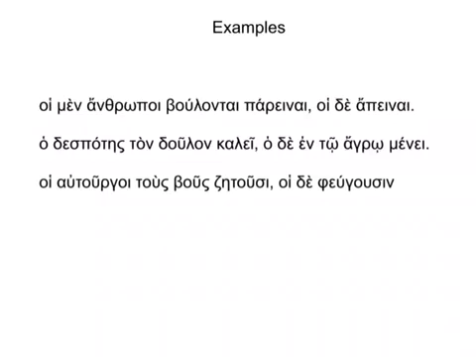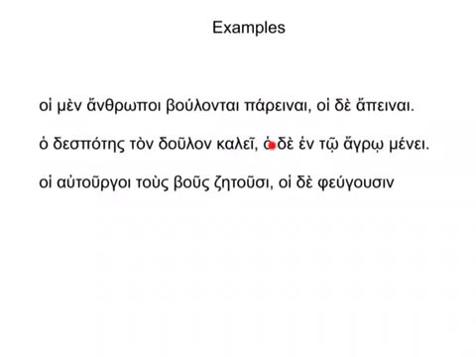Our second sentence is ha despotes ton doulon kale, ha de en to agro mene. This means the master calls the slave, but he remains in the field. Here again, we have an article plus a noun, just fine. And then in our second clause, we have an article with no noun. We have to rely a little bit on context to help us translate this.